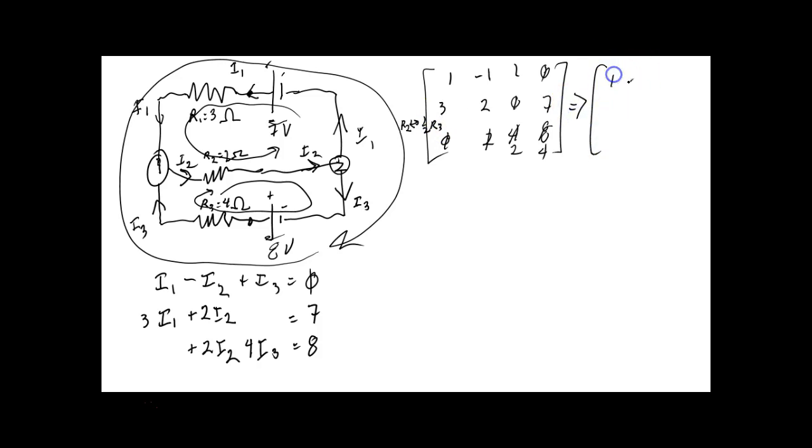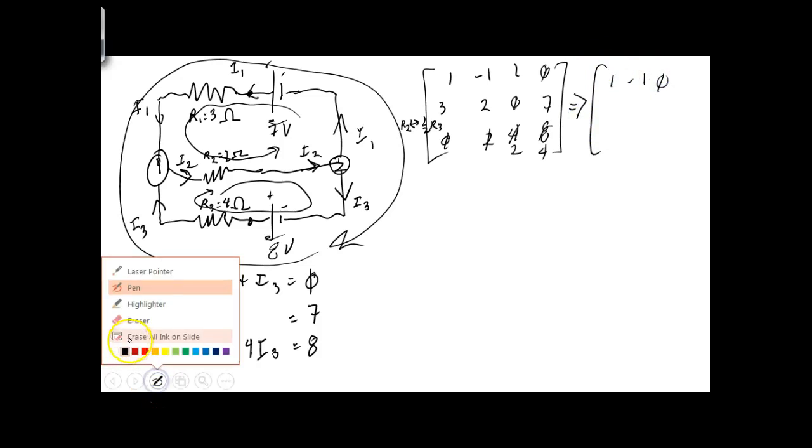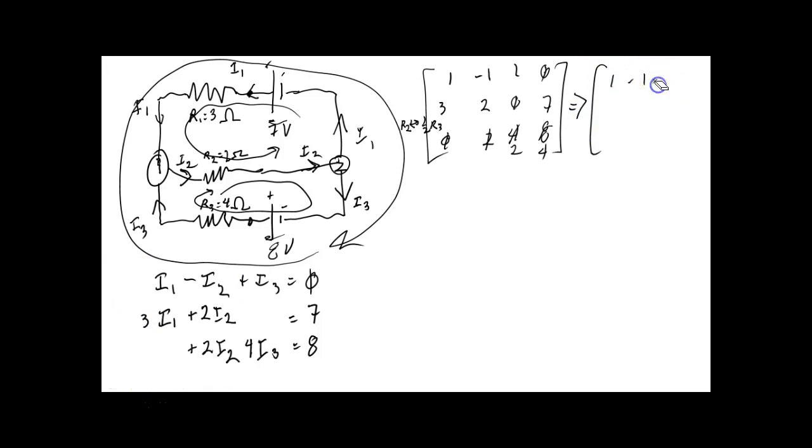Okay? So the new matrix will be 1, minus 1, 1, 0. And then the new second row is 0, 1, 2, 4. And the new third row is 3, 2, 0, 7.